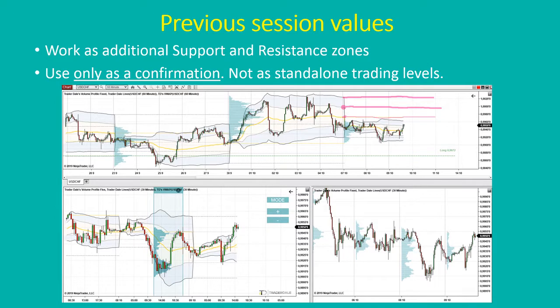Now, those work as additional support and resistance zones. I personally only use those as a confirmation. I never trade them as a standalone setup. I don't think they are that strong, but it's definitely good information to have. So don't use them as standalone trading levels, but they are good confirmations. If you have, for example, some strong level which is created by price action or volume profile, then you can use those lines as a confirmation of that level.